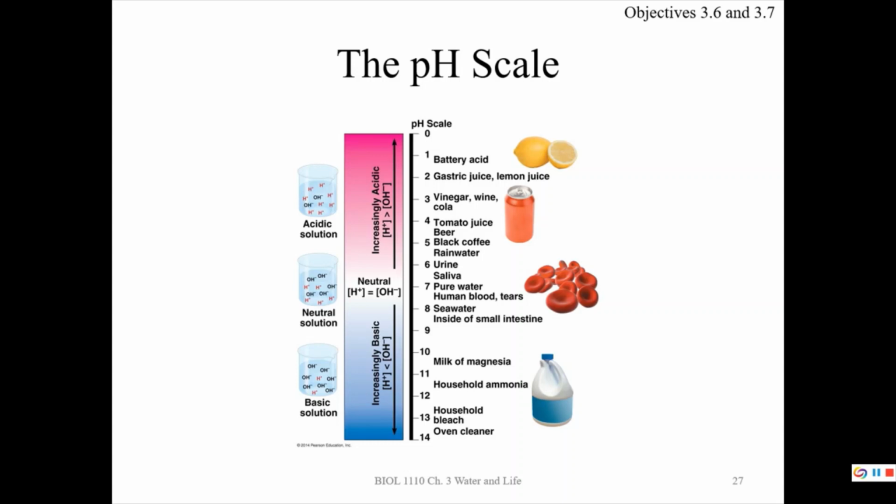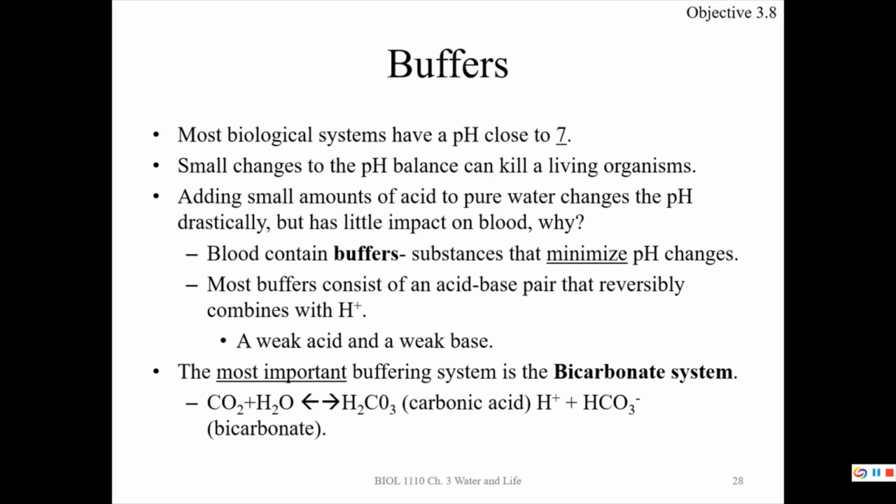All right. Now, what is a buffer? Buffers keep our pH balance under control. They prevent dramatic changes. In biological systems, you want to be very close to 7. Blood is 7.4, quite close to 7. Small changes can kill you. If you get below 7.35, you can die through acidosis. If you get above 7.45, you could die of alkalosis. And that can kill you.